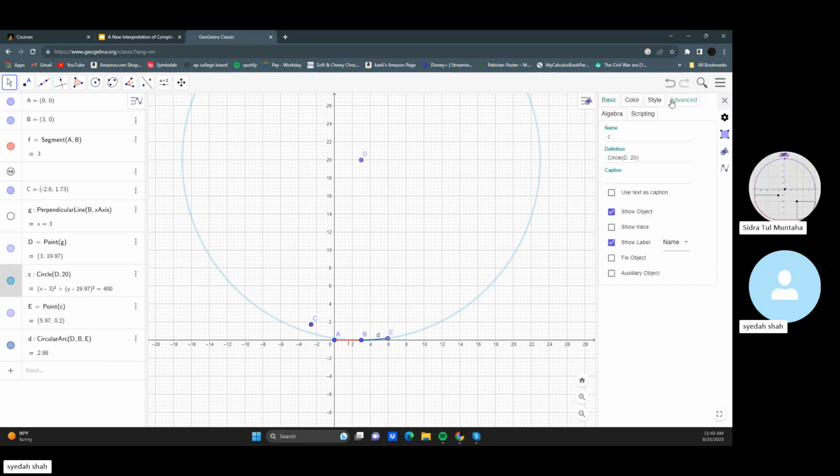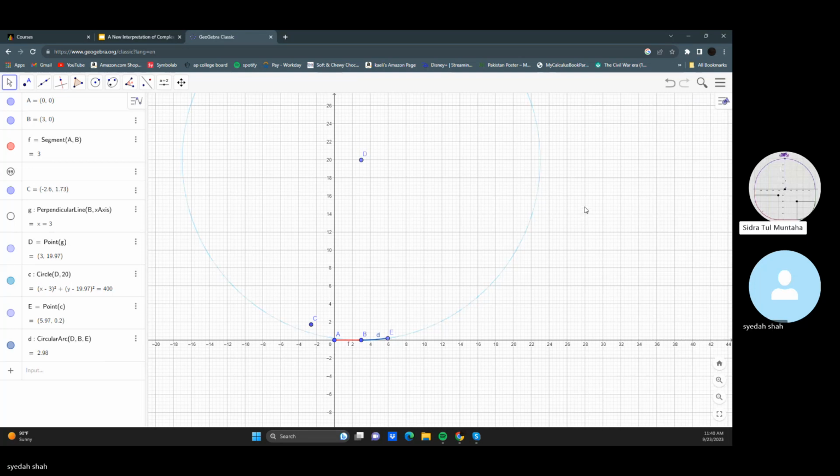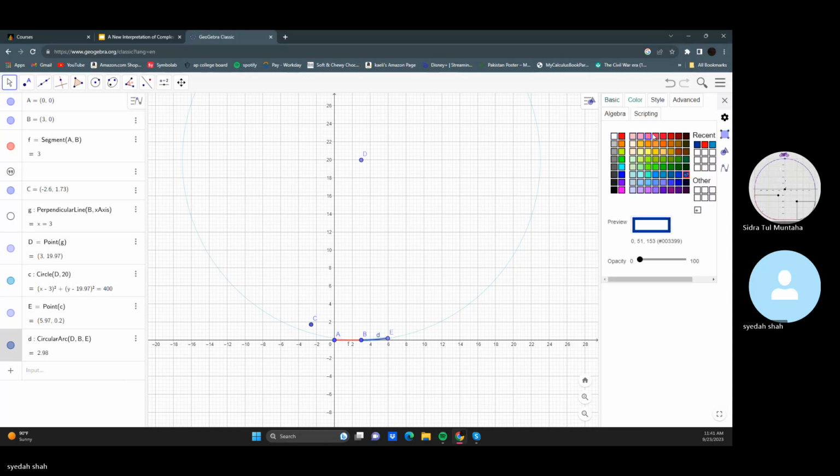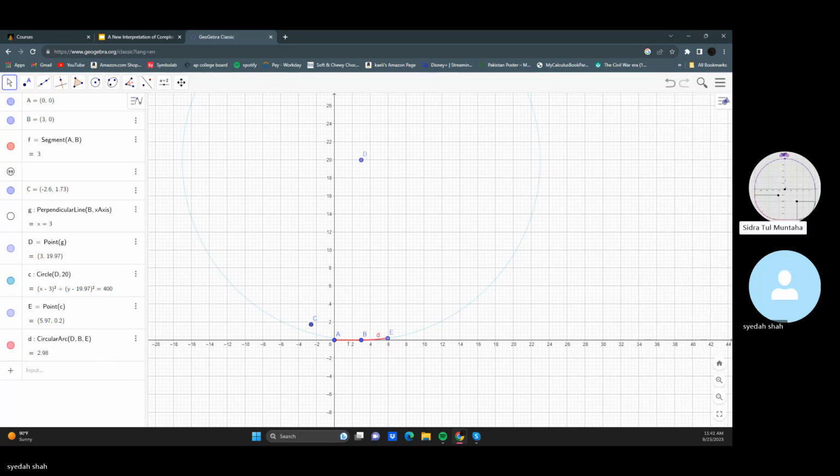Let me fix this really quickly. That circle is fine like this because we have to make a lot of circles. Okay, so that line, the other circular arc D, make it red as well. All your arcs must be red. Okay, now we can proceed.